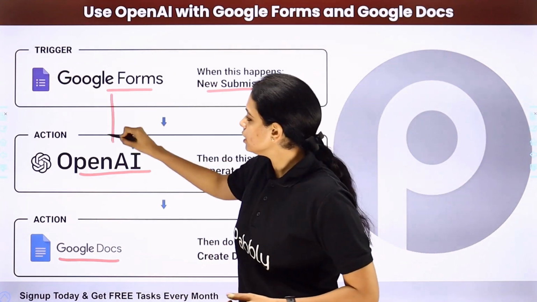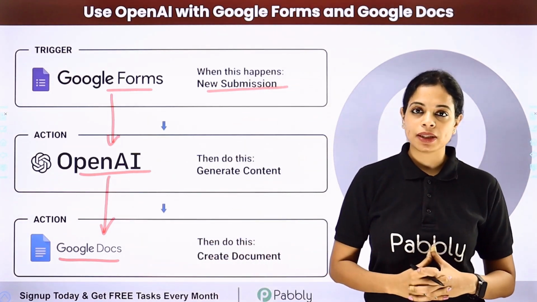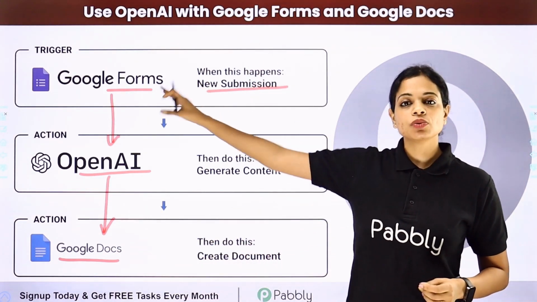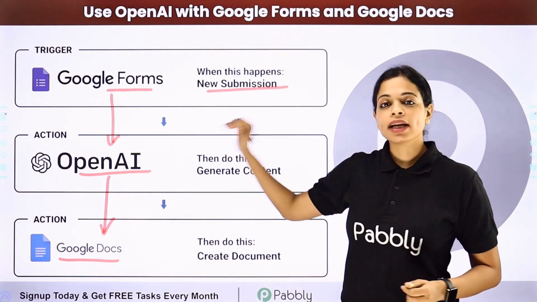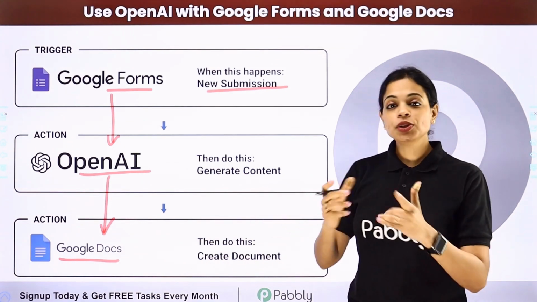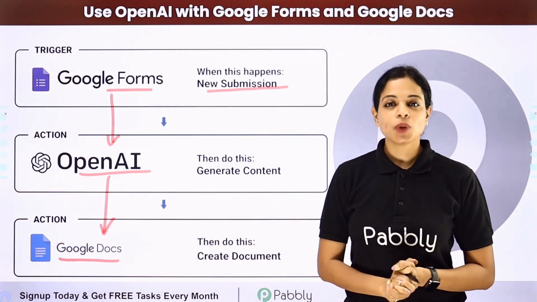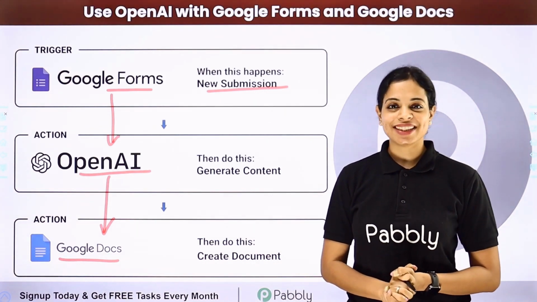For this, you will have to integrate the 3 applications, and the same thing can be done using Pabbly Connect software. Here your trigger application would be Google Forms, then your action applications would be OpenAI, and then Google Docs. Now, how can you integrate and automate this entire process yourself? To understand that, let me take you to my screen.